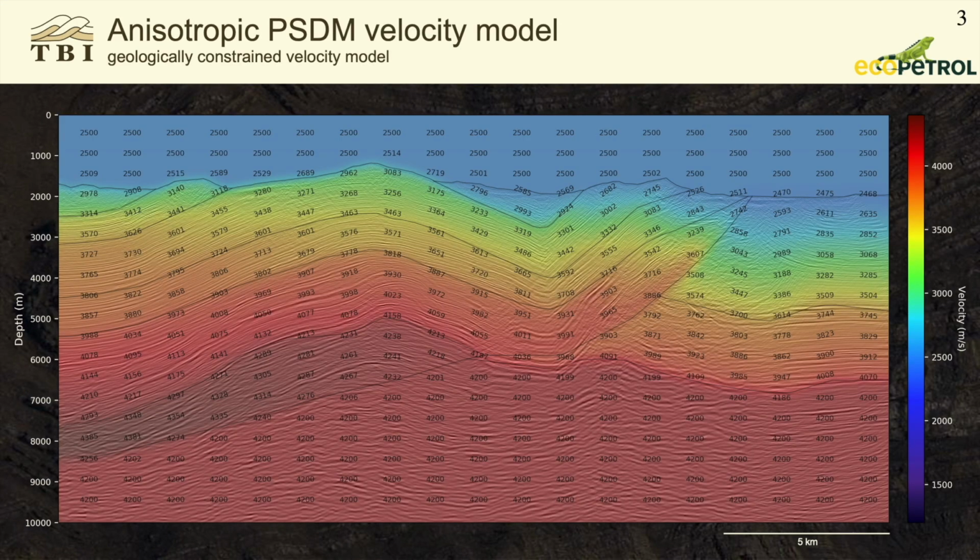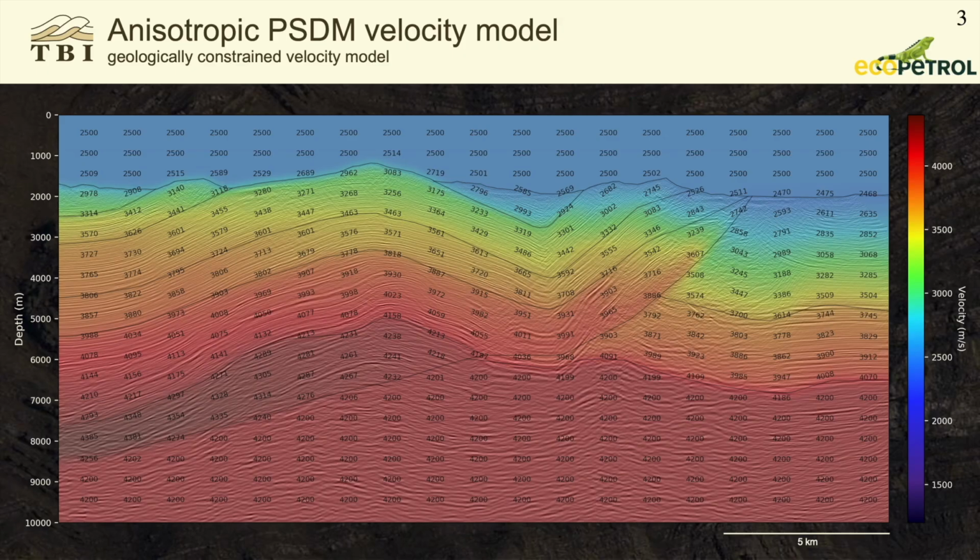So first, let's take a look at an anisotropic PSDM velocity model. This velocity model was constructed using our geologically constrained model building workflow. The velocity range is using this rainbow color map where low velocities are indicated by the cool colors, and high velocities are indicated by the warm colors. The numbers on the display are oriented parallel to the direction of bedding, and they indicate the dip of this velocity model.